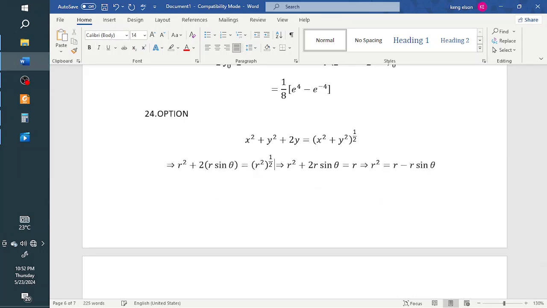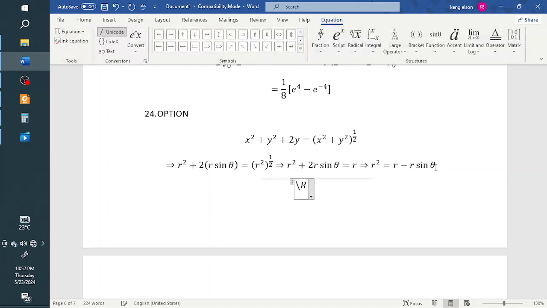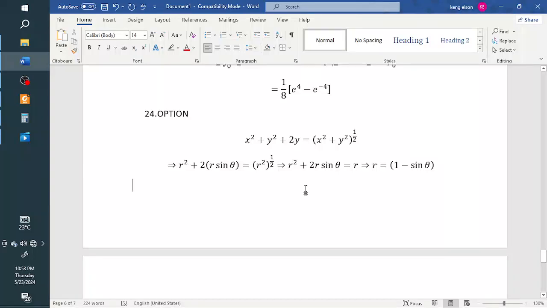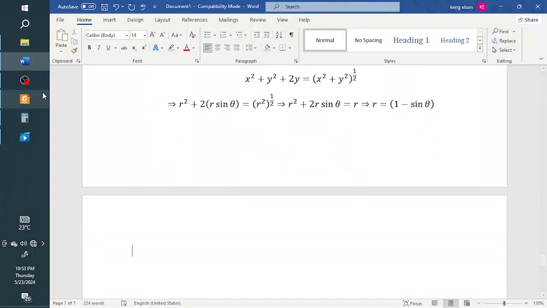Let me complete up here. So this means that we can divide both sides by r, because r cannot be 0, and this r squared is the same as r times r. If I factorize r from the right hand side, I will have 1 minus 2 sine theta. If I divide both sides by r, the answer is r equal to 1 minus 2 sine theta, which is the correct option.